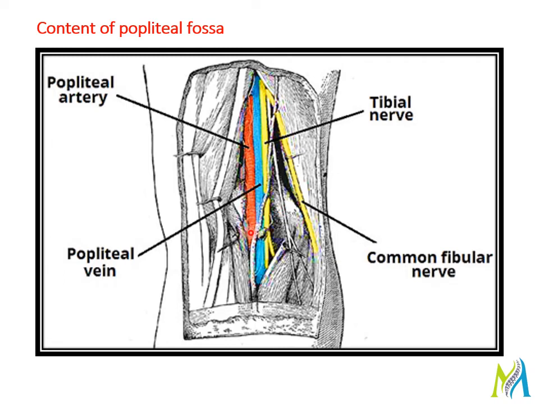There is a small vein called the small saphenous vein, which pierces the popliteal fascia, or the roof, and passes between the two heads of gastrocnemius to empty into the popliteal vein.